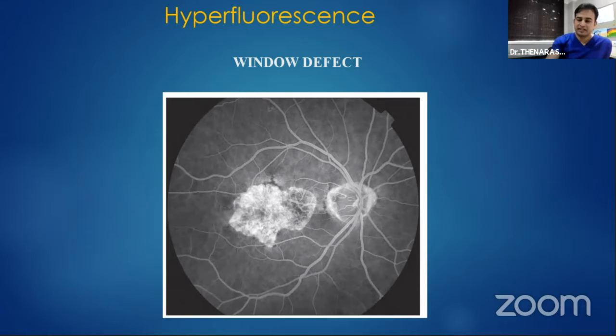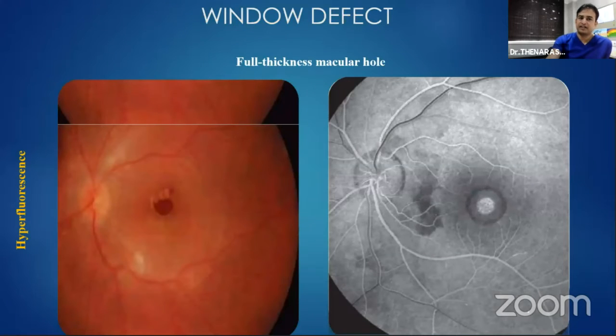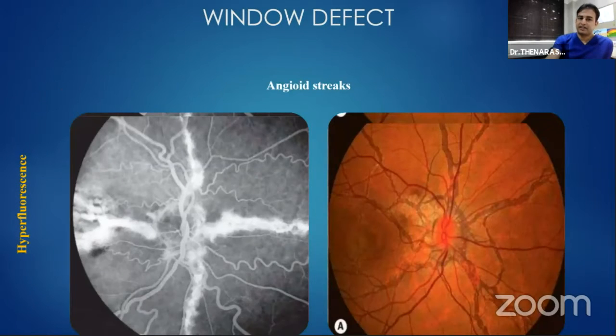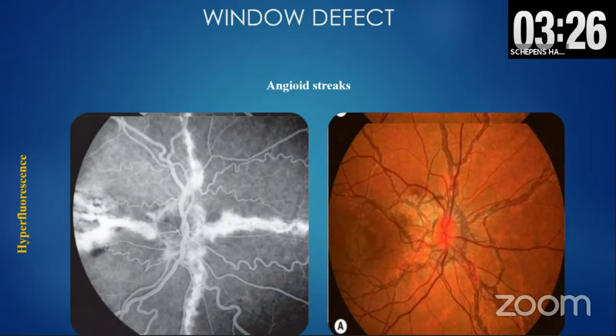How can you differentiate this from other fluorescence? This window defect will be seen only in the early phase, whereas in the later phase it fades because the choroidal phase disappears. Again, in a full thickness macular hole, you can get a window defect. Again, you can see the window defect in cases of angioid streaks.